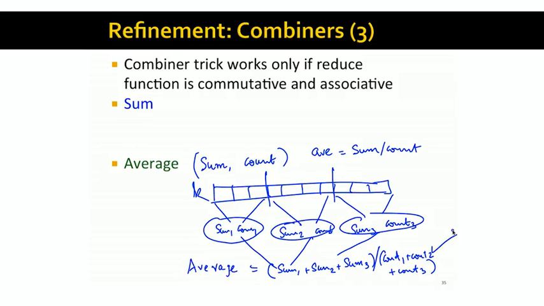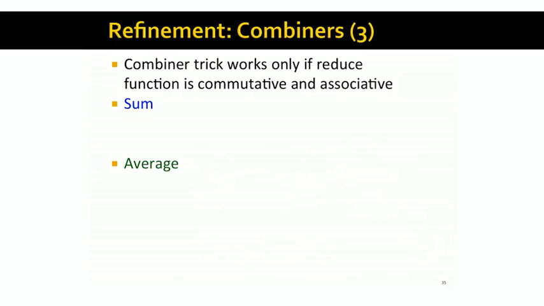Right. So using this trick of using sums and counts, it's sometimes possible to take a function that's not commutative and associative, break it down into functions that are commutative and associative, like sum and count, and still use the combiner trick to save some network traffic. Unfortunately, while most functions are amenable to the combiner trick, there are some functions that don't work with the combiner trick at all.